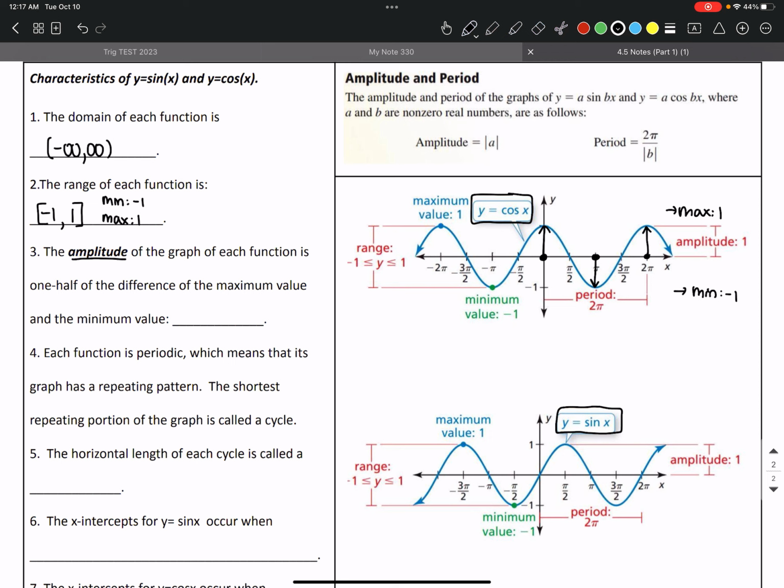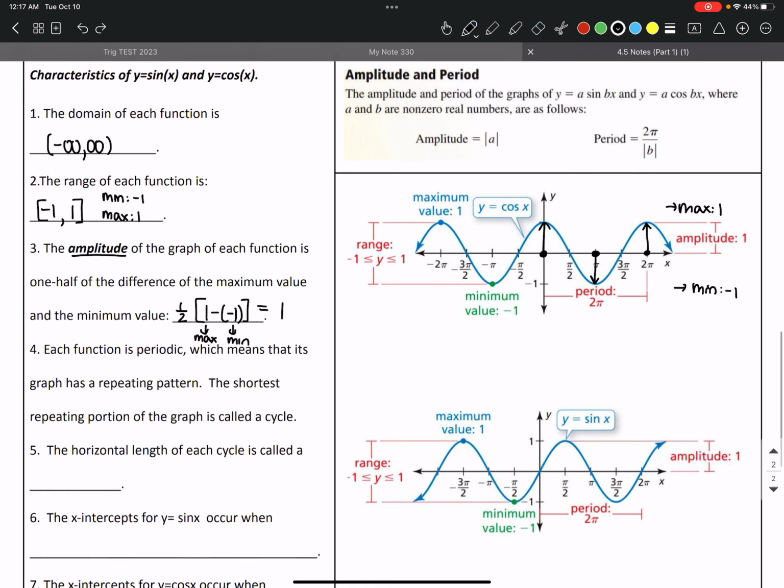In order to calculate it in the parent functions, I'm going to do 1/2 of the difference between the maximum and the minimum. So the maximum is 1 minus the minimum, which is -1. This is my max, this is my min, and that gives me 1/2 times 2, which is just 1. So the amplitude of these graphs, or the distance between the middle and the top of the graph, is, as I can see, 1. And it's already told me right there.